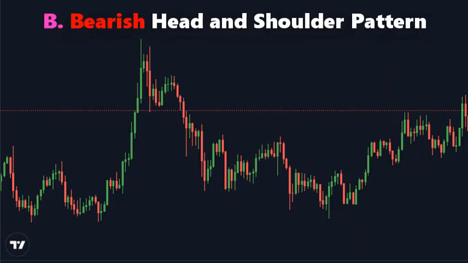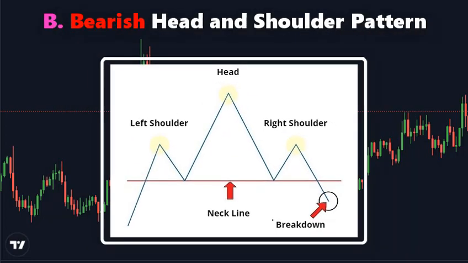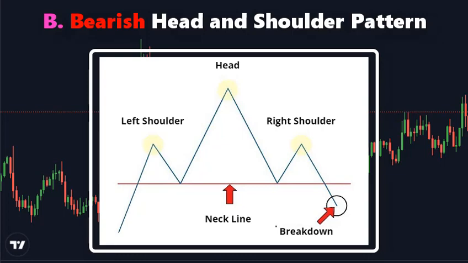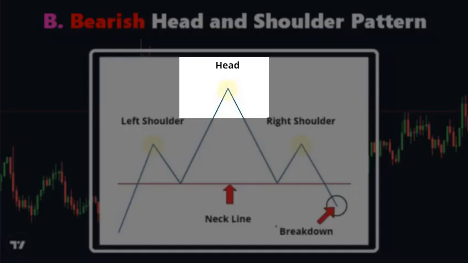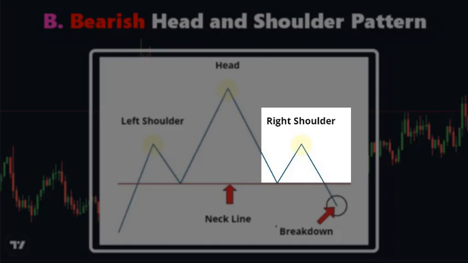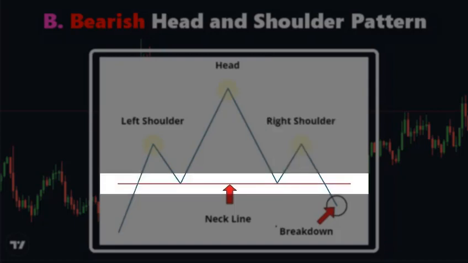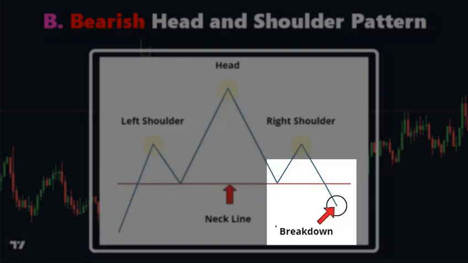Now we will see the bearish head and shoulder pattern. The bearish head and shoulder pattern looks exactly opposite of the bullish head and shoulder pattern. In this pattern also, there is a left shoulder which has a high, the head which has a higher high and the right shoulder which has a lower high. And the line which connects the lows, we call the neckline. After the breakdown of the neckline, we will take entry.